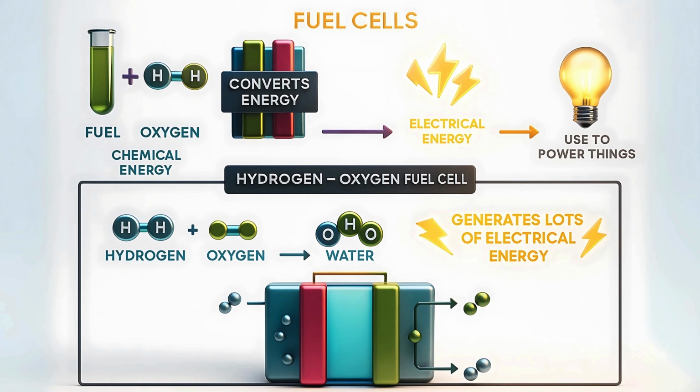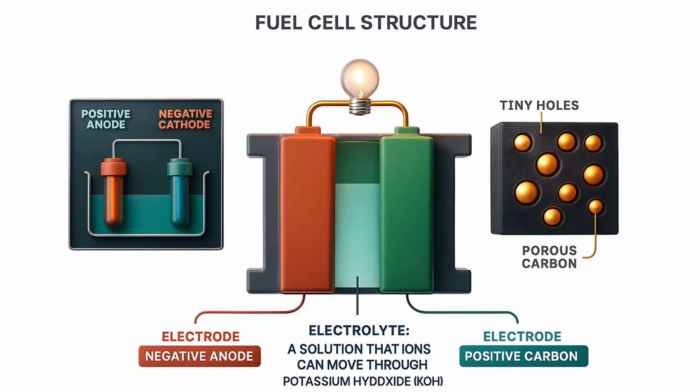Now, let's understand how this system is built. The structure of a fuel cell can seem a little complicated at first glance, so it helps to break it down step by step. At the very center of the setup is the electrolyte, which is a medium that allows ions to move freely between the two sides of the cell. Different types of electrolytes can be used, but one of the most common examples is potassium hydroxide. On each side of this electrolyte, we have two electrodes. The anode is placed on the left and it carries a negative charge, while the cathode is on the right and it carries a positive charge.